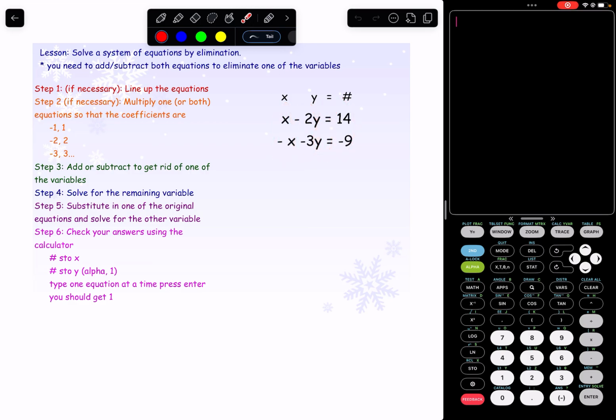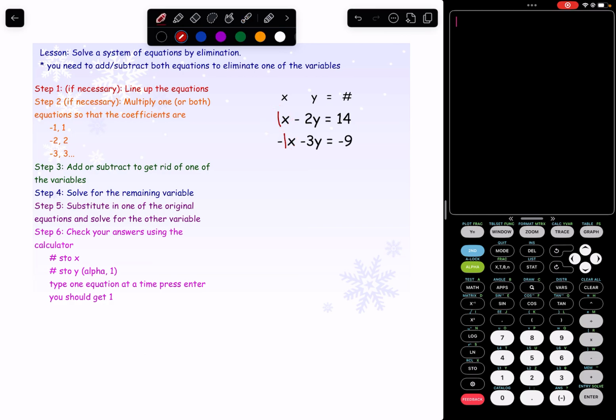Perfect. Step two, if necessary, is to multiply one or both equations so that the coefficients are -1 and 1, -2 and 2, or -3 and 3, or -4 and 4. Any combination of numbers, they need to be the same number, but one negative and one positive. So let's look at this equation. I'm going to add a coefficient of 1 there. And I see that step 2 is already done because I have a +1 and I have a -1.